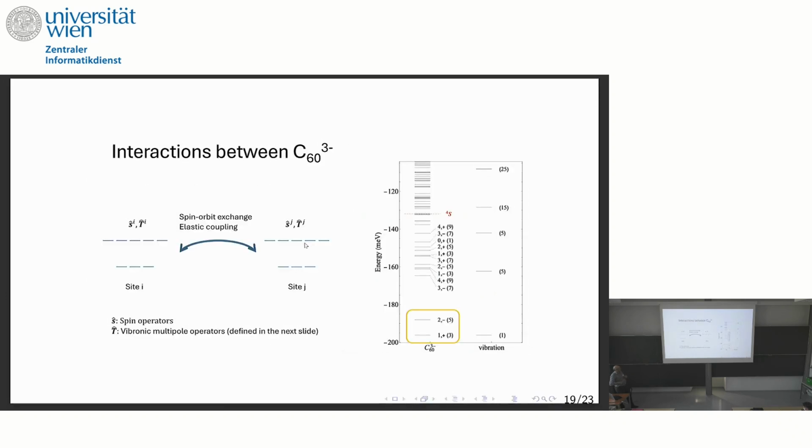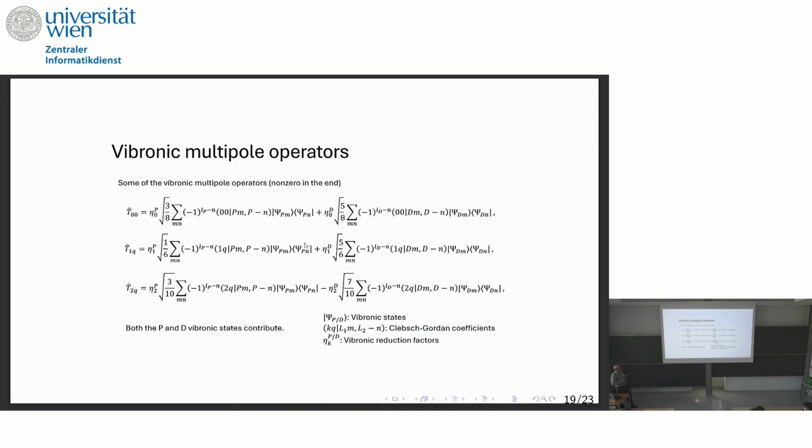And basically we consider the interaction between C60 balls only for these lowest vibronic states. So for expanded polarized, we consider this one. And for this case, cesium C60, we take into account also the five-fold degenerate excited vibronic state. So the interaction is formulated conveniently in terms of multipolar operators.